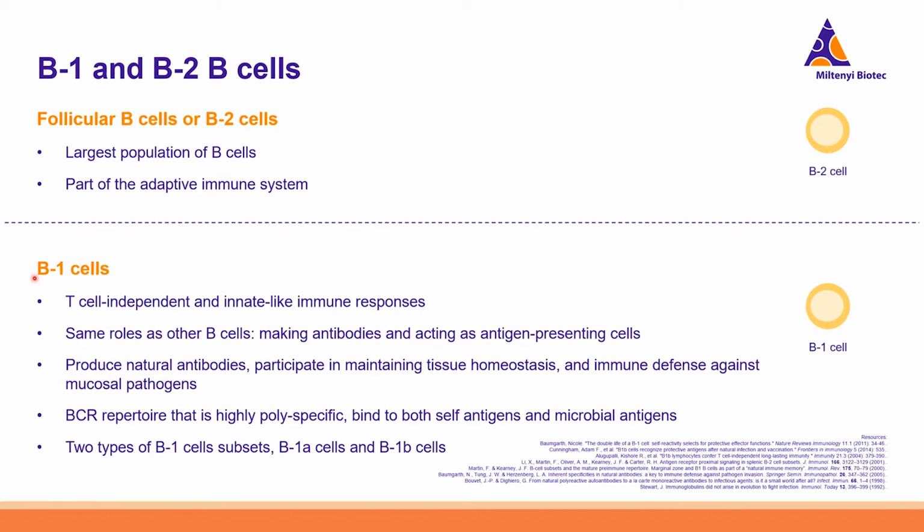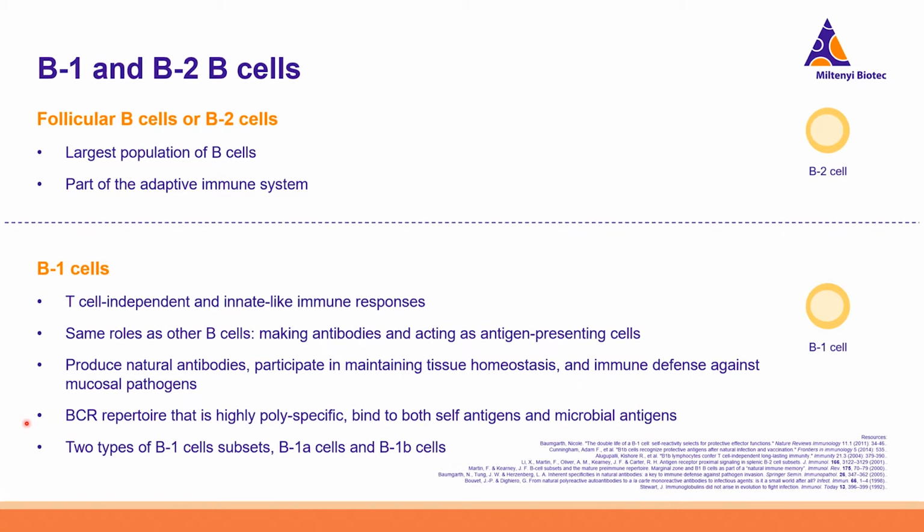But we also have the subclass of B cells that are called B1 cells. These are more part of the innate-like immune response. They really are T cell independent. They have the same role as the normal B2 cells, so they produce antibodies and play a role in the immune defense against mainly mucosal antigens. But they're a bit different, so they have a more highly polyclonal BCR repertoire, and they can also bind to self antigens and mainly microbial antigens.